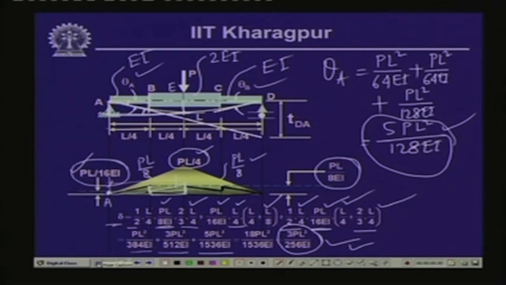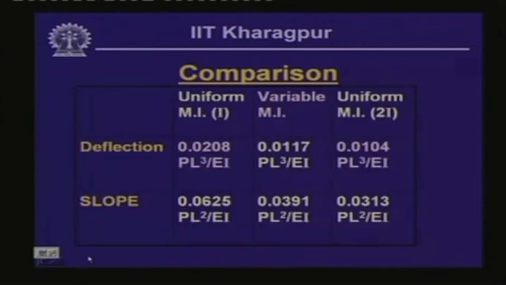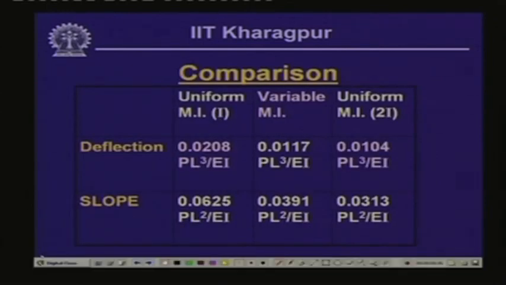Now, if we again make a comparison of the values which we have seen earlier. In a simply supported beam where the moment of inertia is uniform right through, where the flexural rigidity is uniform, we have seen the maximum deflection is PL cube by 48 EI and the slope is PL square by 16 EI. Consequently, if we make I as 2I right through, that means uniform flexural rigidity but twice EI instead of EI, that means we are adding more material, then naturally the deflection will be half of the previous one, and so will be the slopes.